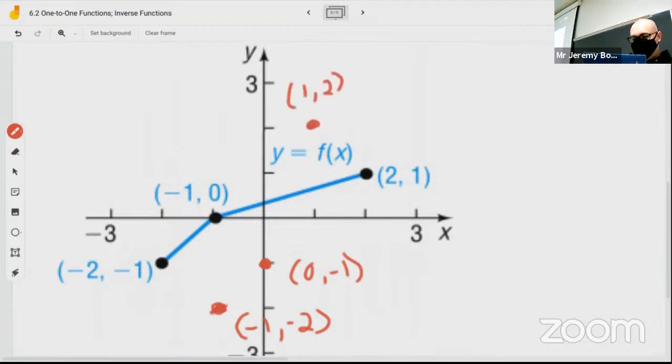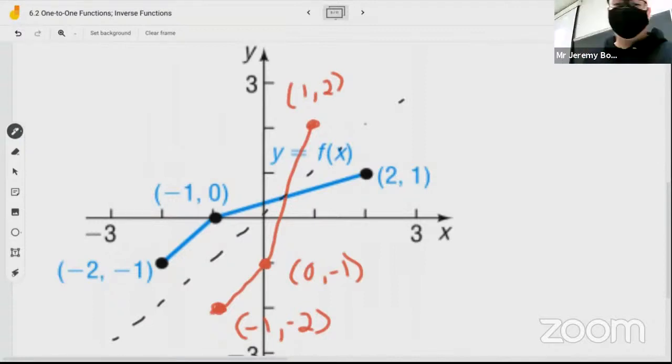So if we connect those together, oh, that was bad. That's okay. We end up with that graph there. That is the graph of the inverse. And you can see this is that diagonal, the symmetry that's happening there. I know it's not a perfect graph, so it doesn't look super symmetric, but you can see.